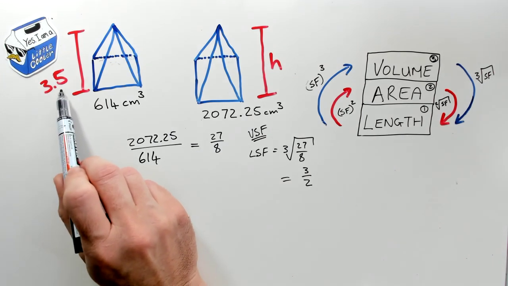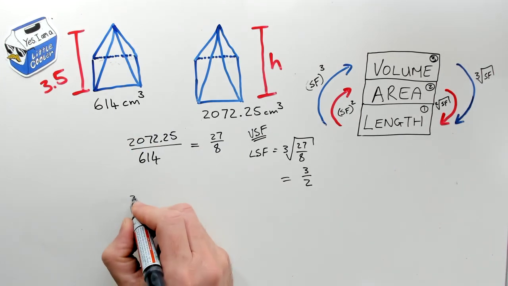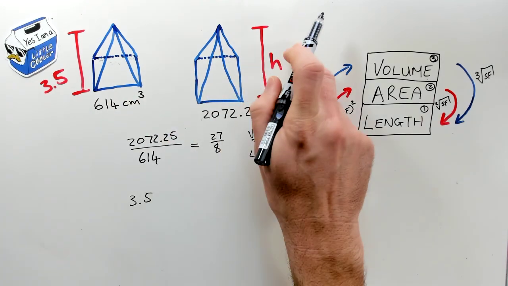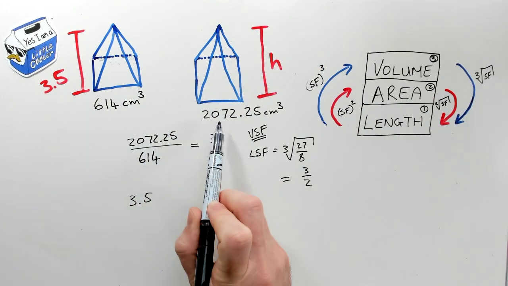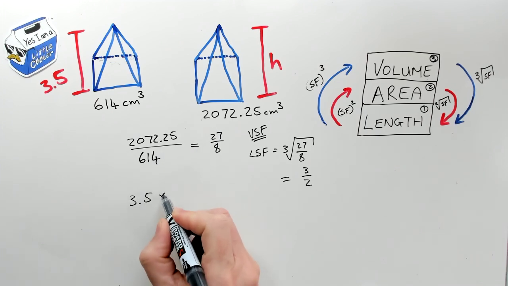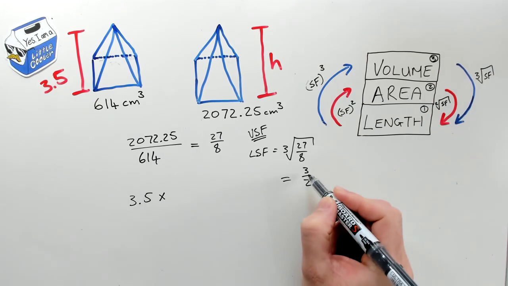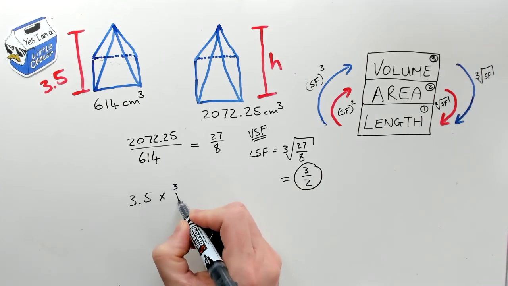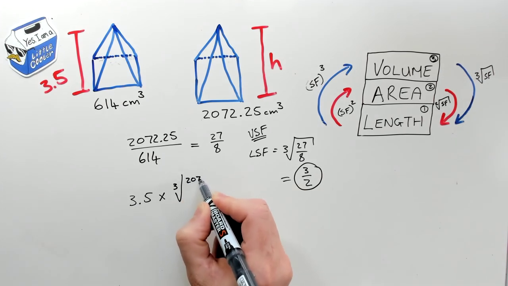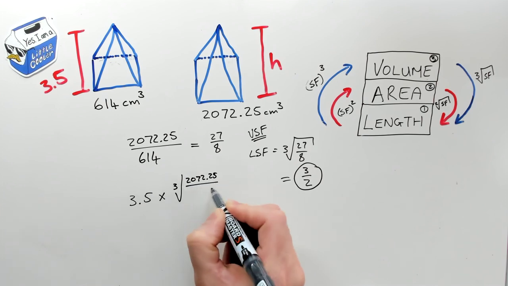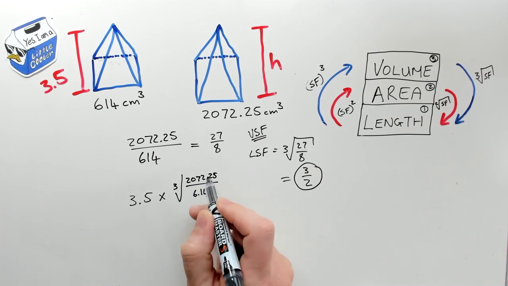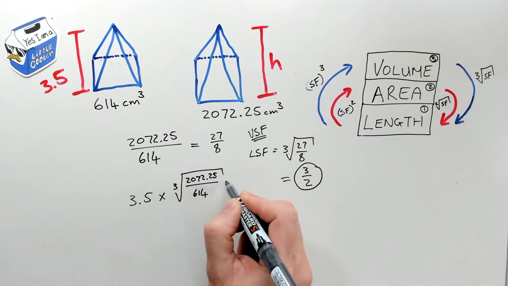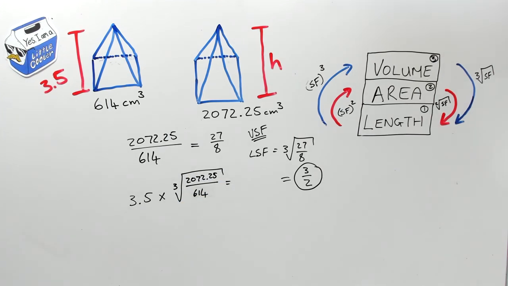Because this is given, I can start with this, so 3.5. And because I'm going from a smaller shape to a bigger shape, because obviously this is the smaller volume and that's the bigger volume, I'm going to have to multiply. And now I can multiply with this. Or if I was just too lazy, I could just do this whole thing of 2072.25 over 614, and that would have given me exactly the same answer.